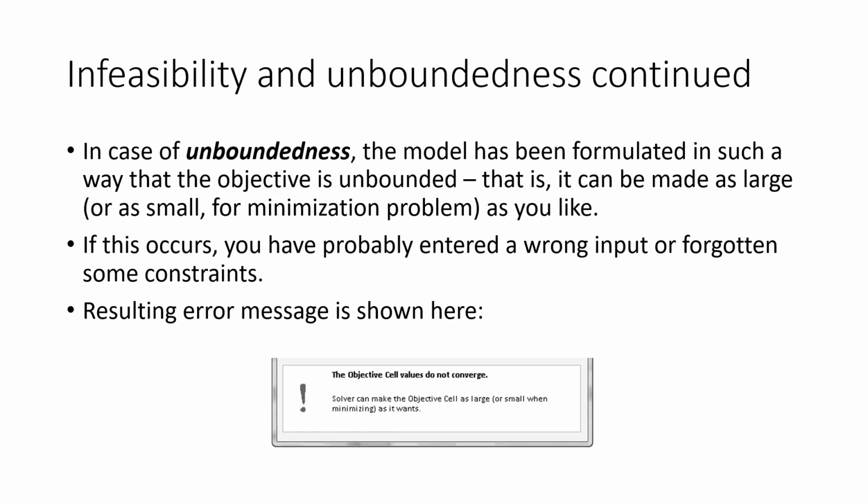Unboundedness is the opposite situation. Here you haven't put in enough constraints, and what Excel is telling you is it can make your objective as big or as small as it wants to. I also find it kind of creepy that Excel is talking about wanting to do much of anything, but anyway, the point here is that if you don't specify enough constraints, then Excel is just going to get very confused and say it is unable to converge, or the objective cell will not converge.